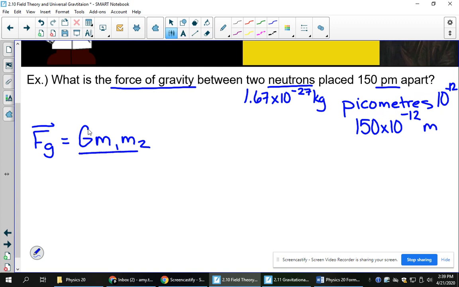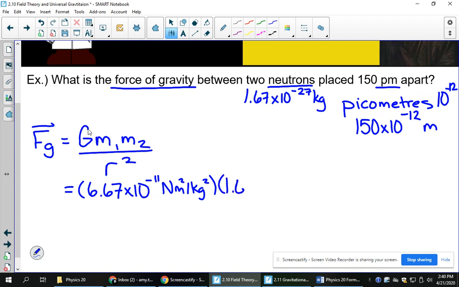We're looking for Fg, Gm1m2 over r squared is our formula. Big G is always the same. It's on your formula sheet. It's a constant, and it does not factor into sig digs. Mass 1 and mass 2. Well, we're working with two neutrons, so both of them are 1.67 times 10 to the negative 27 kilograms. So I could write that twice, but when you're writing so many scientific notation numbers, and they're so long to write, it's really helpful if there's a shortcut.